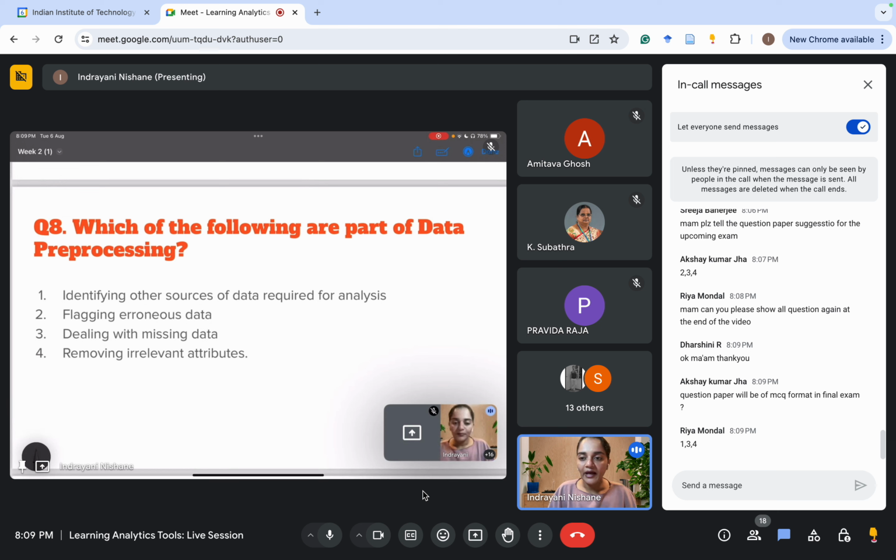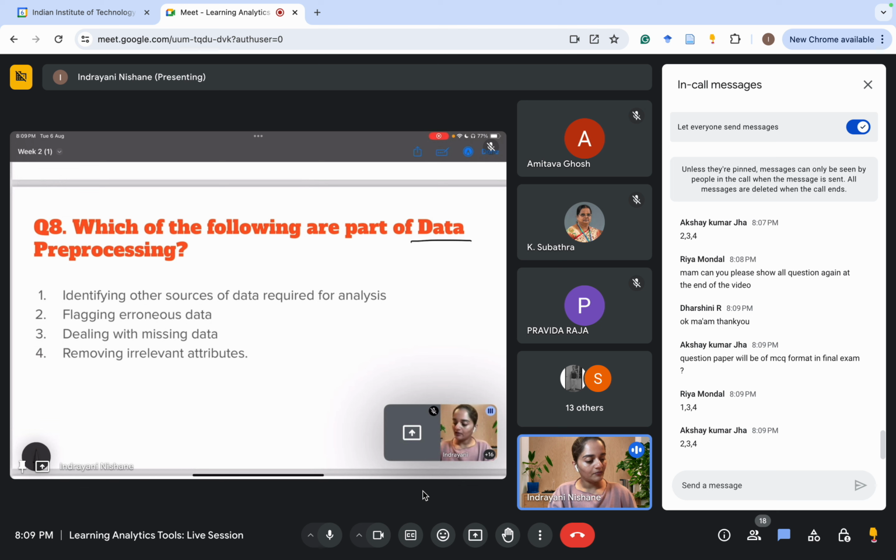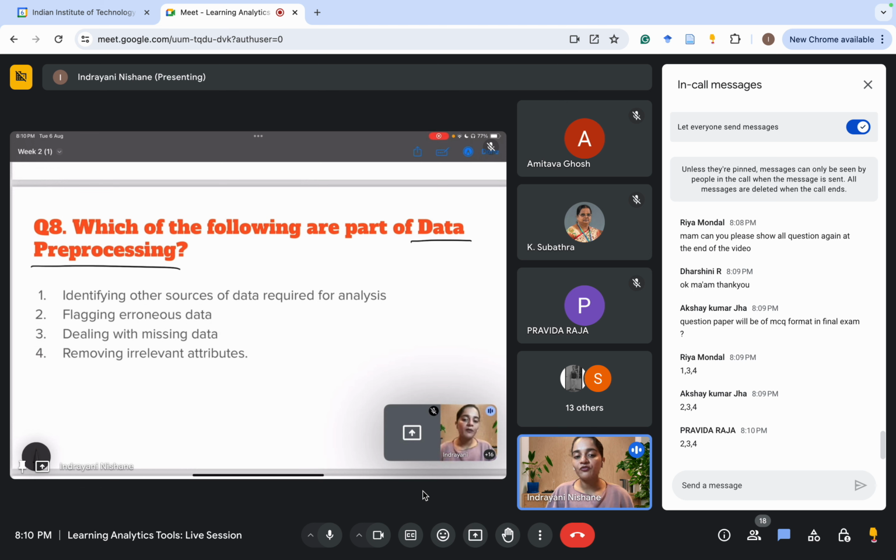Okay, coming back to question 8. Which of the following are part of data pre-processing? Again, multiple choices are correct for this question. So we have to think from the data pre-processing point of view. The things which come in the planning phase will not be part of data pre-processing.